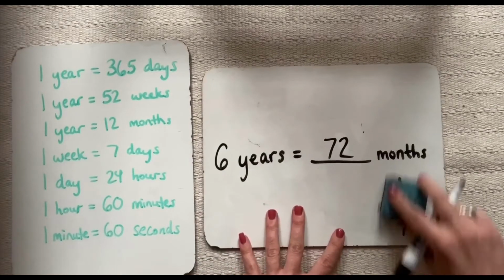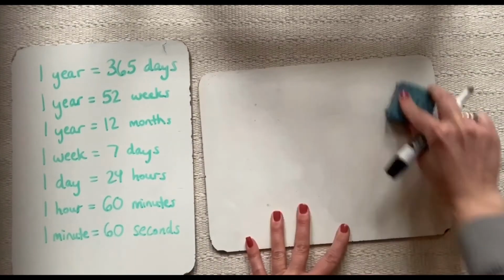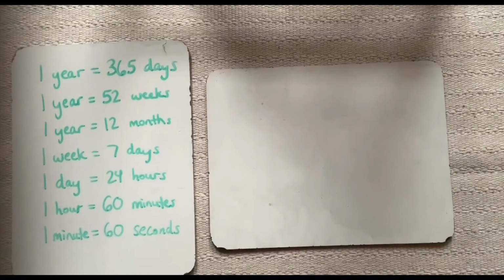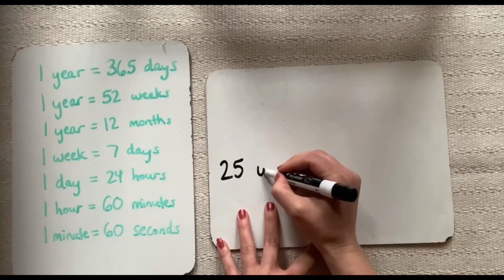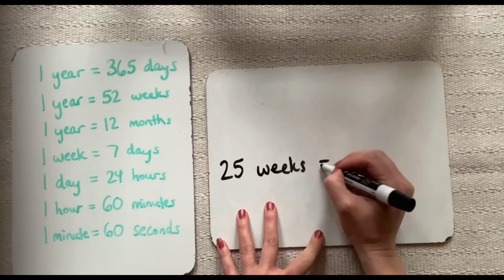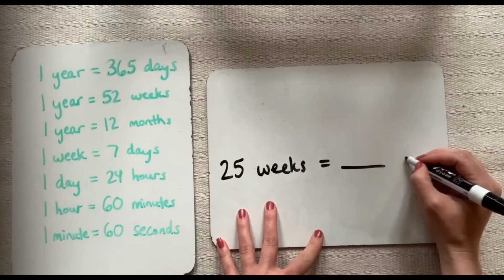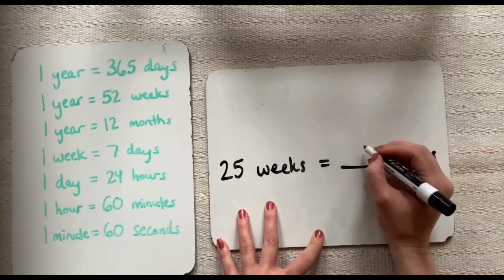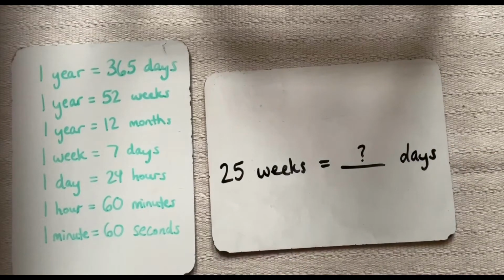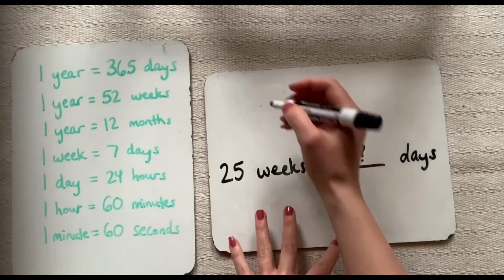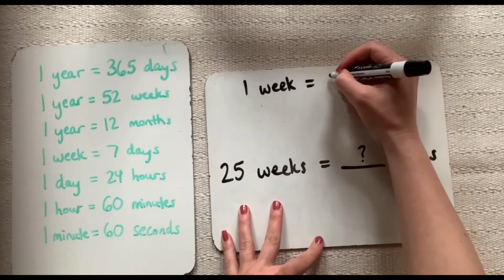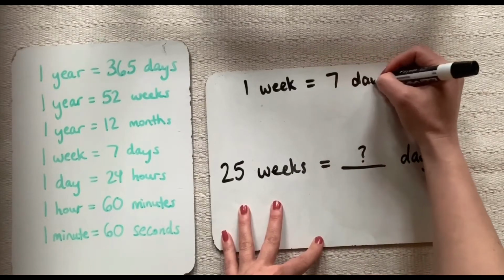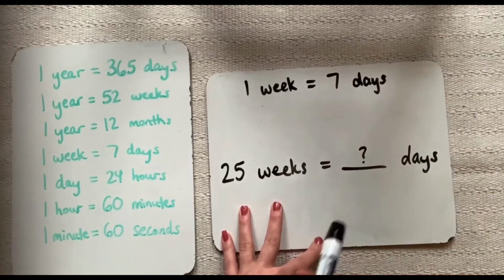Let's try another one. How about 25 weeks equals how many days? Okay. We're going to use what we already know, and that is 1 week equals 7 days.